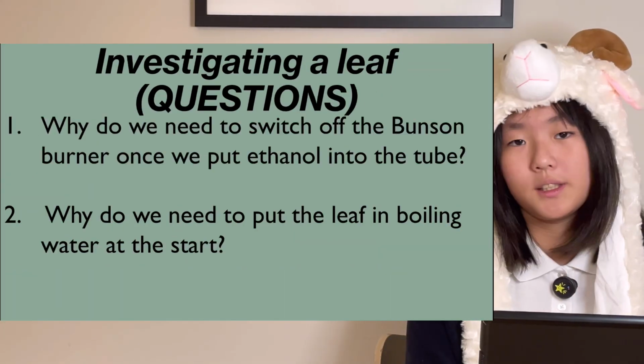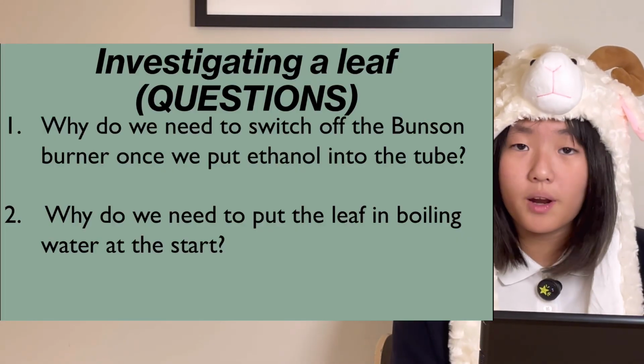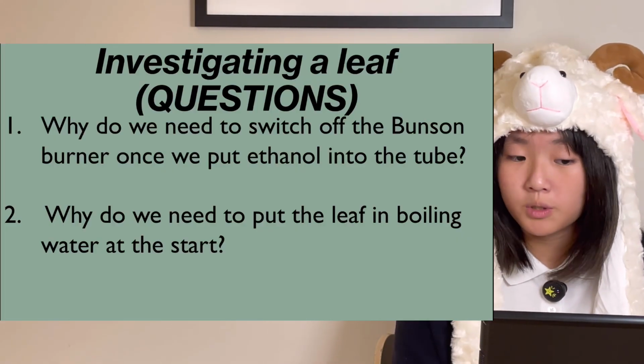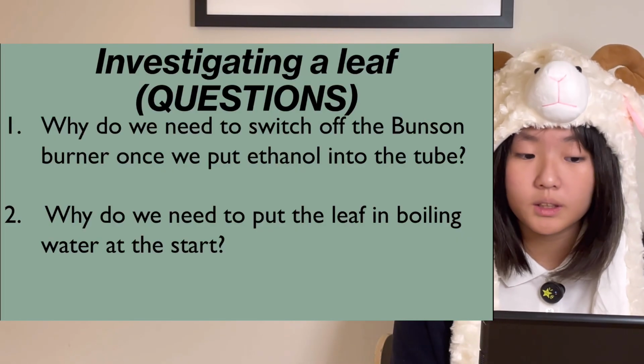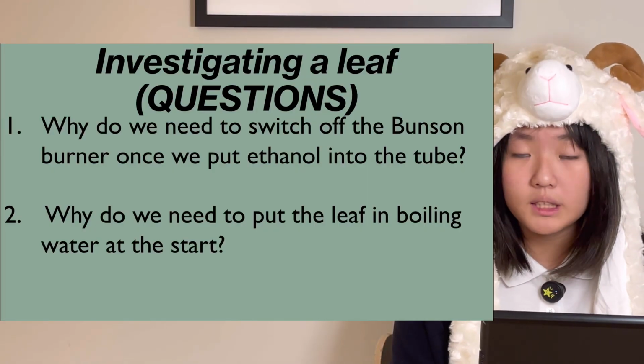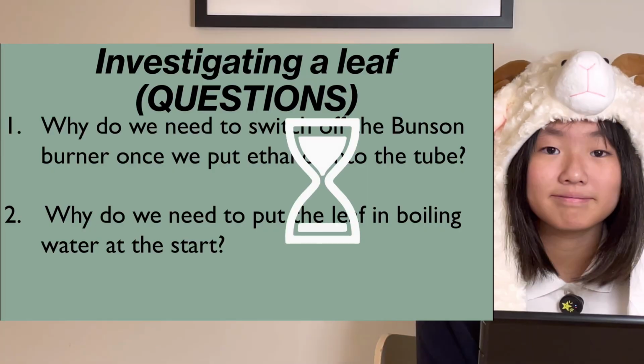I'll give you a few questions to test your understanding. Number 1, why do we need to switch off the Bunsen burner once we put the ethanol into the tube? Number 2, why do we need to put the leaf in boiling water at the start?